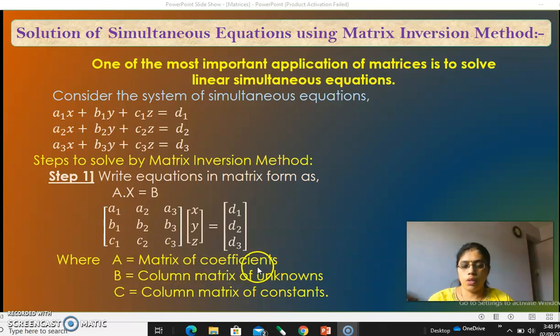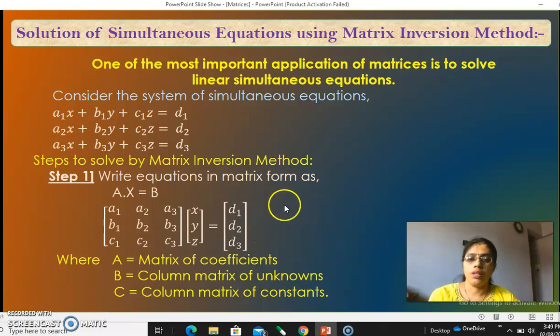So A is a matrix of coefficients, X is a column matrix of unknowns, and B is again a column matrix of constants. This way you first have to write those equations into matrix form. That is your first step.